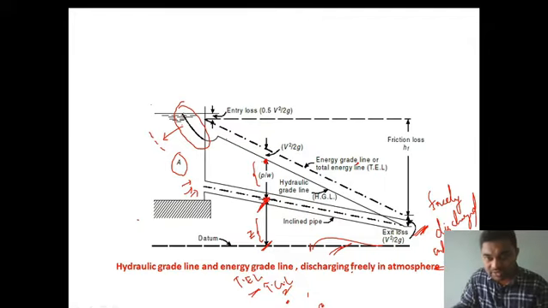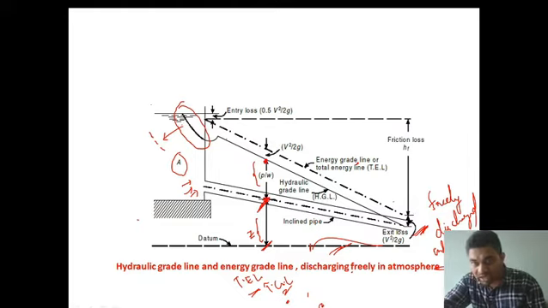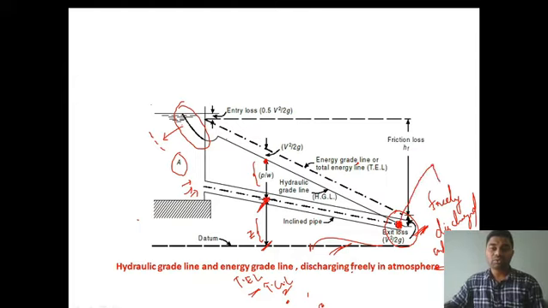Now, look at the surface B. If you notice at the surface B, what is happening over here? Our hydraulic grade line is meeting with the axis of the pipe, the center axis of the pipe. This is because at the exit the pressure is 0, as it is subjected to atmosphere. As the pressure is 0, this hydraulic grade line is meeting with the center axis of the pipe.